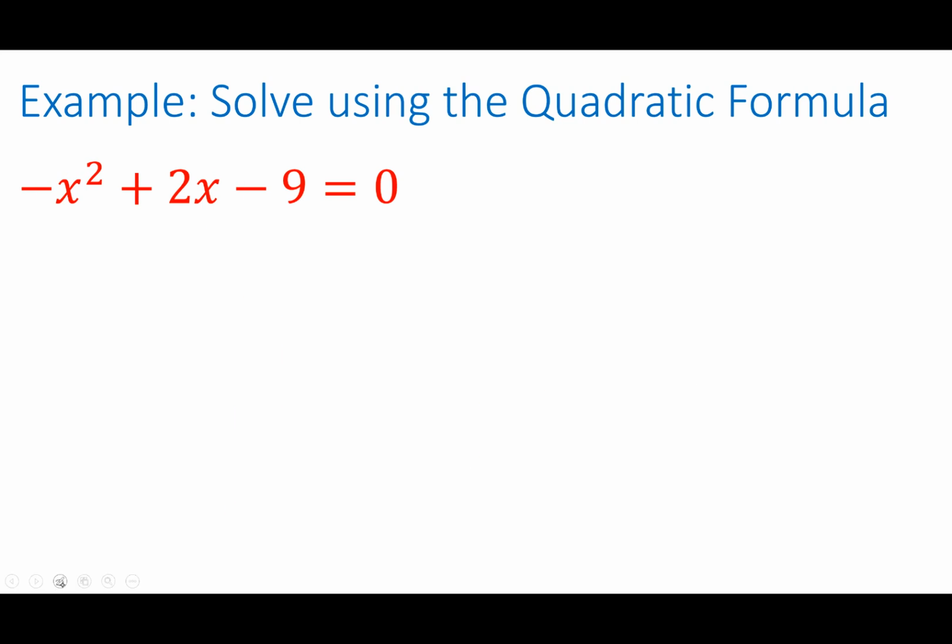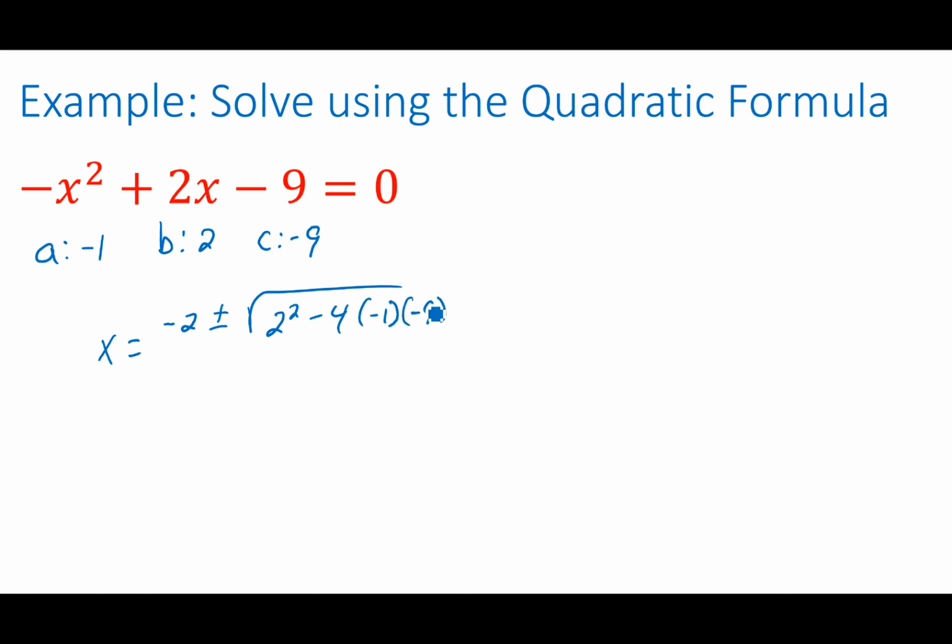Another one, again, same process. Make sure we know our A's, B's, and C's. So A is negative 1, B is 2, C is negative 9. We'll put right in here, X equals opposite of B, so it's a negative 2, plus or minus b squared. So I'm going to have 2 squared minus 4 times a, which is negative 1, C is negative 9, all divided by 2 times a negative 1.